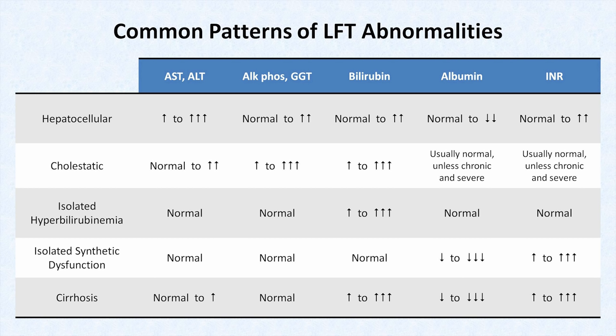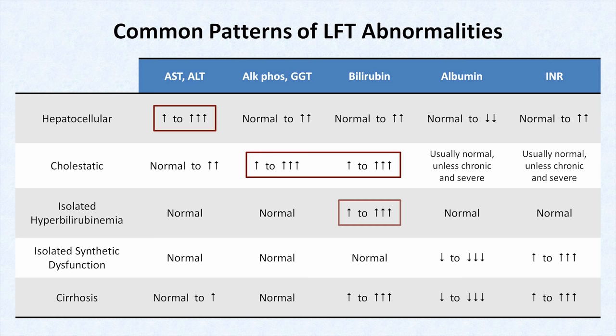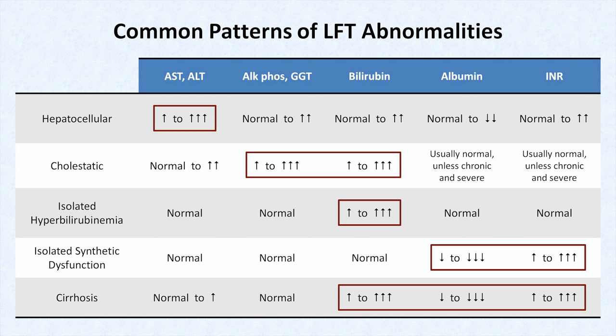Put in a slightly more succinct way, the defining and most severe abnormality in a hepatocellular disease is with the aminotransferases. In cholestatic disease, it's with the alk phos, GGT, and bilirubin. These two are obvious. And in cirrhosis, it's that combination of bilirubin, albumin, and the INR. If you're going to commit just one thing from this video to memory, it should probably be this chart.